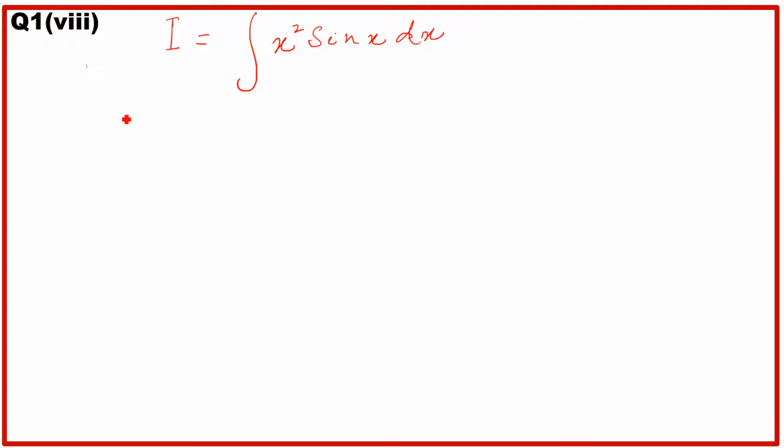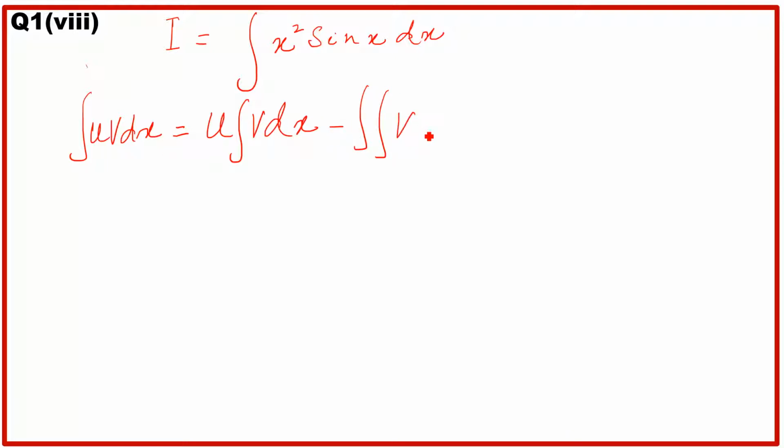So here we have to use the formula. I will write it down for you: the integral of u into v dx is equal to u, and then the integration of the second function, minus the double integral of v dx, and d by dx, meaning the derivative of the first function, dx.